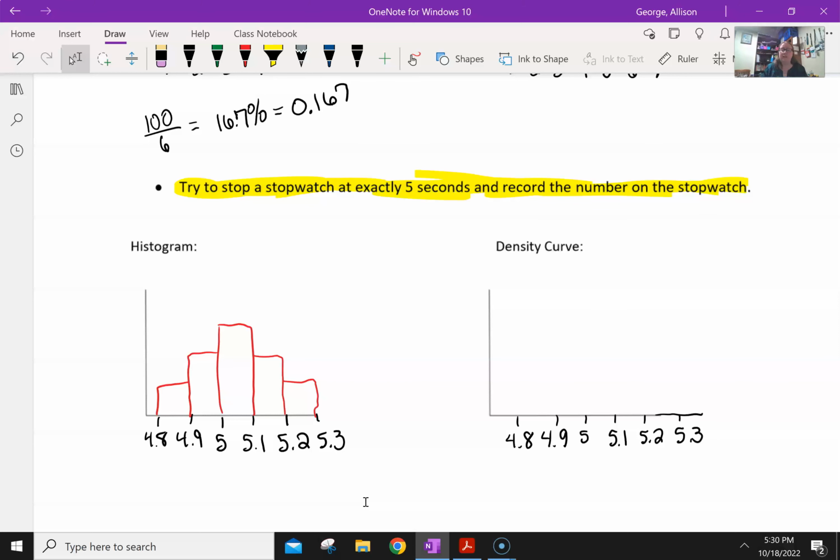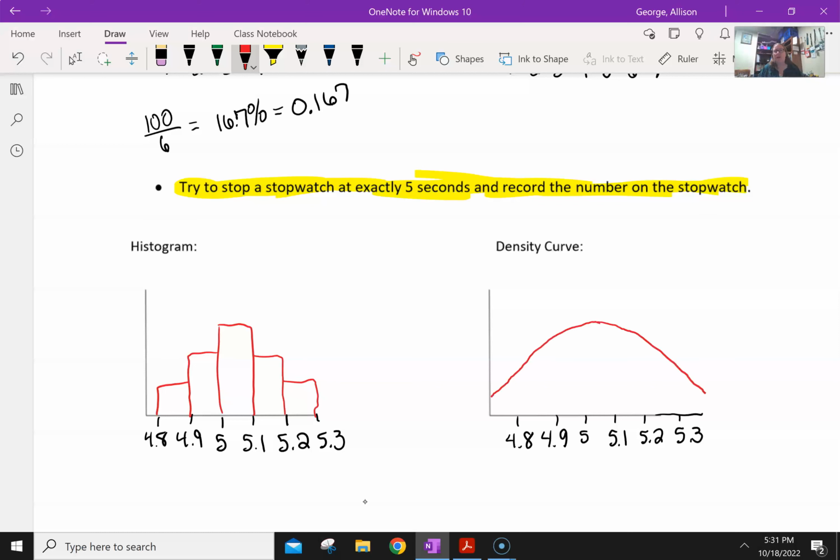And when we draw a density curve for that, what it's going to look like is we want to smooth it out. We want to get rid of the bars. So we're just going to kind of mimic the shape. And I was telling everybody in class that I'm really not great at drawing these.